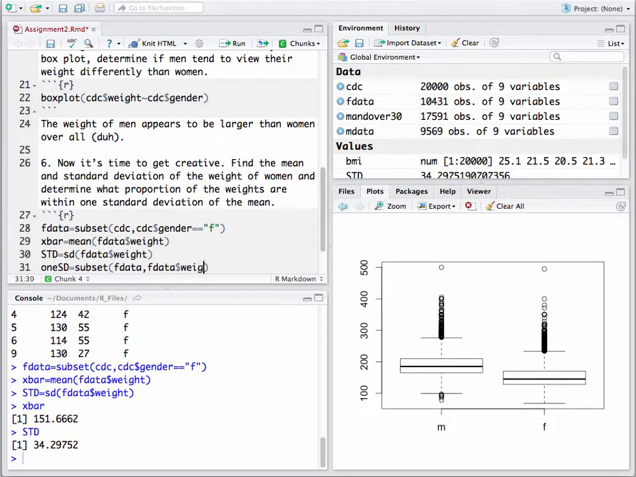weight to be greater than, we'll do the lower end first, to be greater than what? X bar minus 1 STD, right? Because that's what we used, STD for the standard deviation.